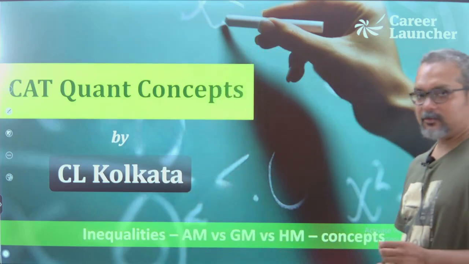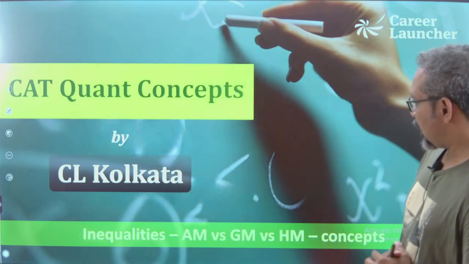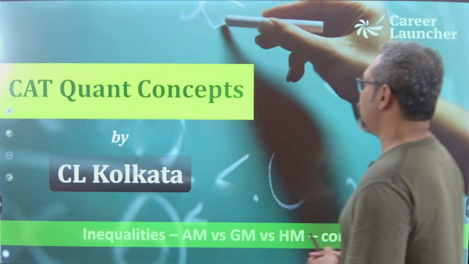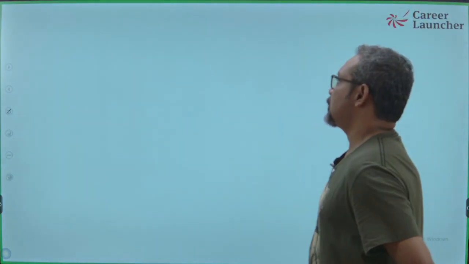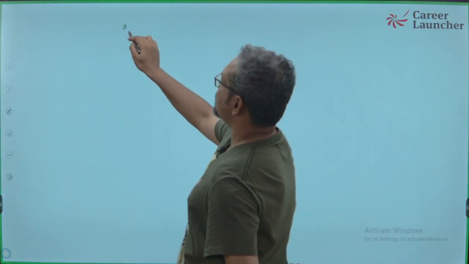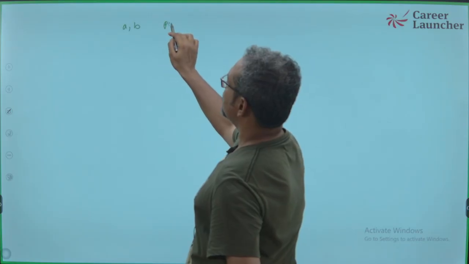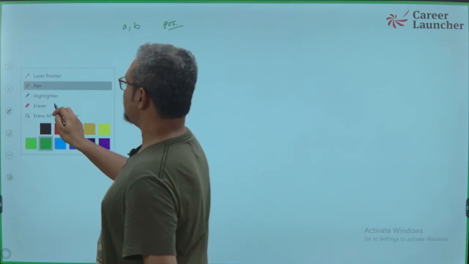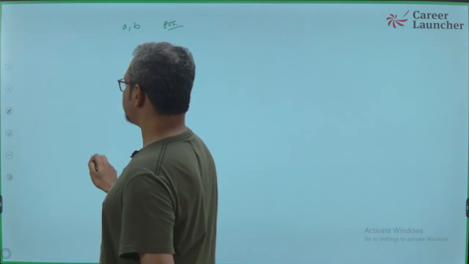Hello everyone, so here now we are with arithmetic mean, geometric mean and harmonic mean inequalities. So what this says is, if I have a set of numbers, let's take two numbers a and b which are positive numbers, okay. If they are positive numbers, negative numbers will not work.